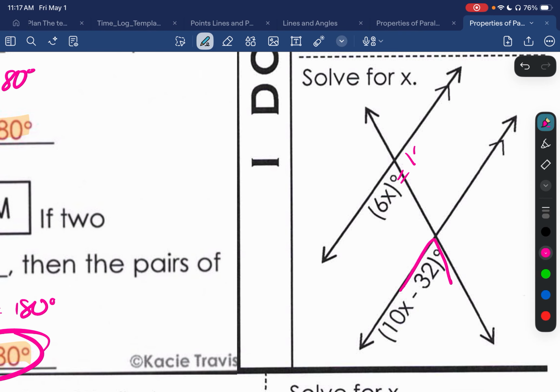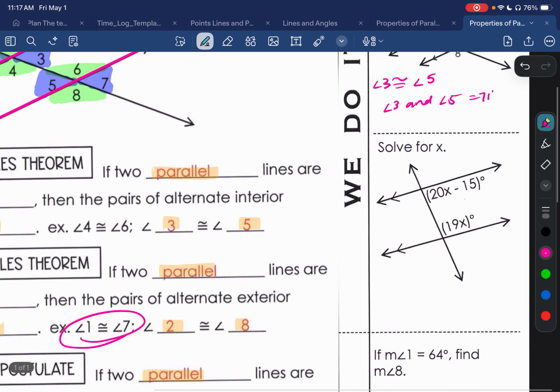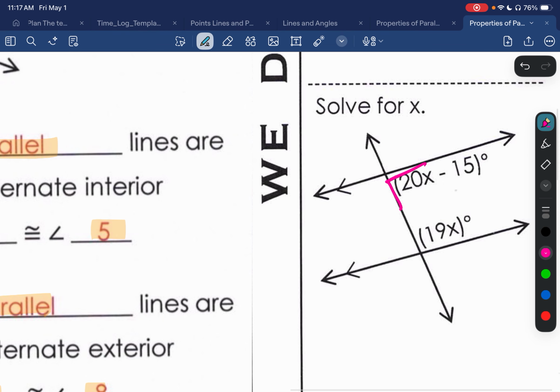6x equals 10x minus 32. Remember, we want to solve for x, get x by itself. Pause the video, try to solve it yourself and see what you get. When you solve it, you should get x equals 8. All right, last one. All right, so we have, bam, this angle here, this angle here.